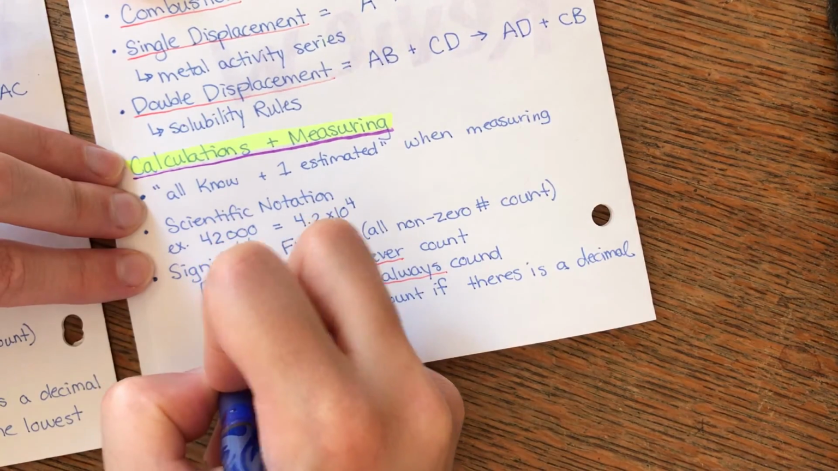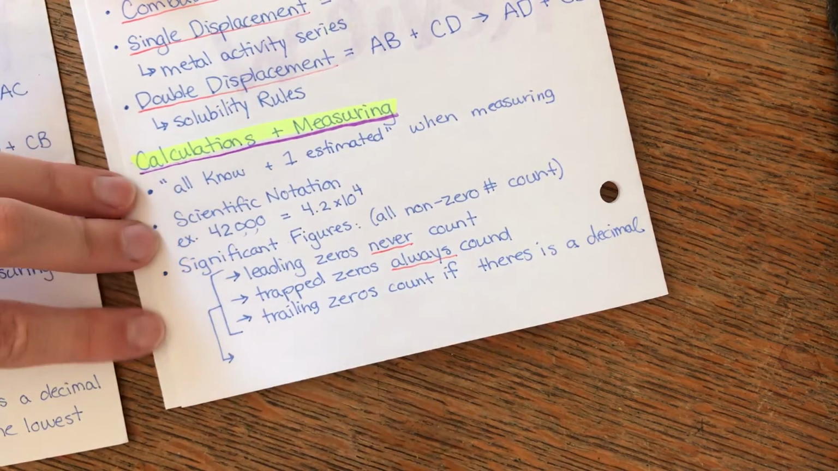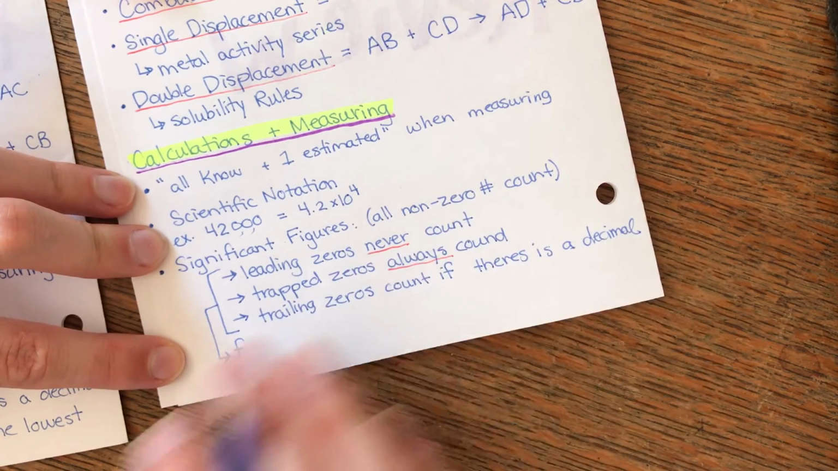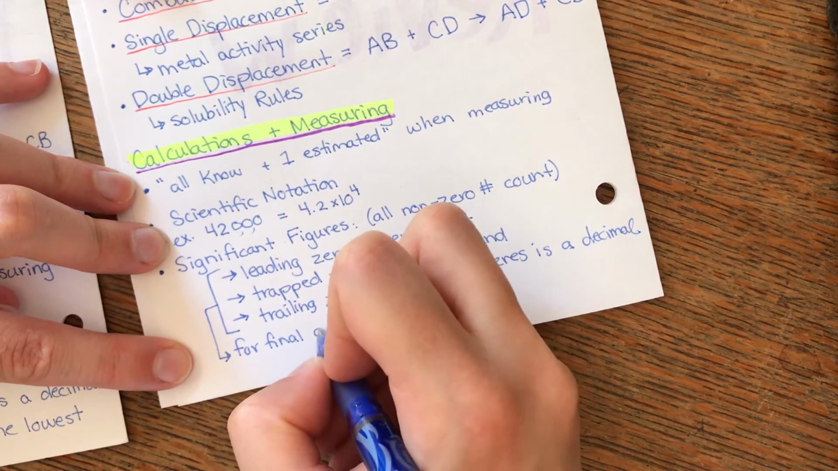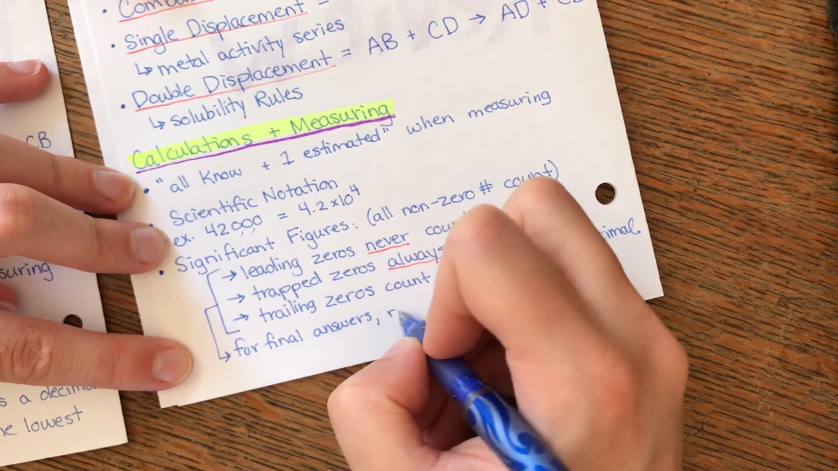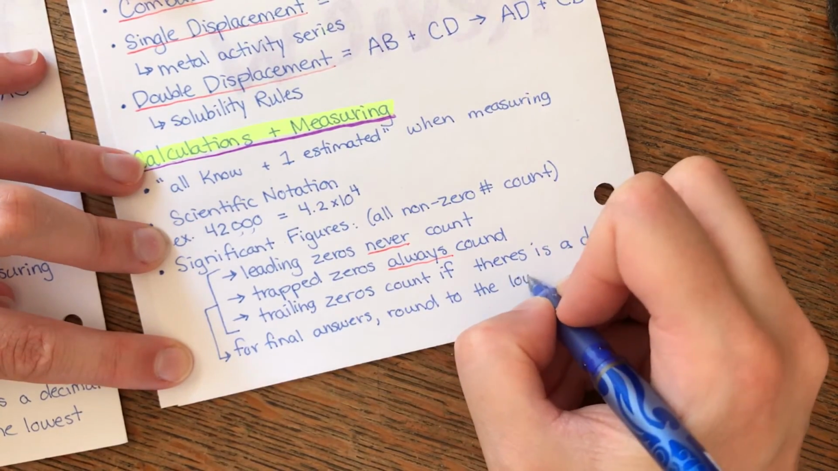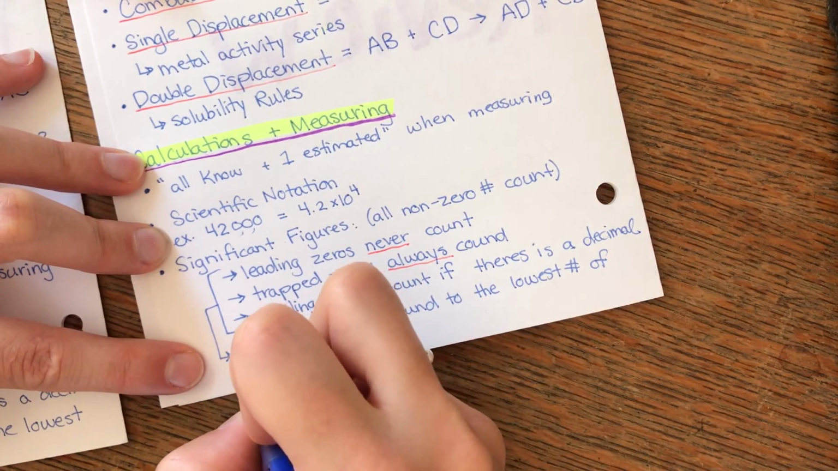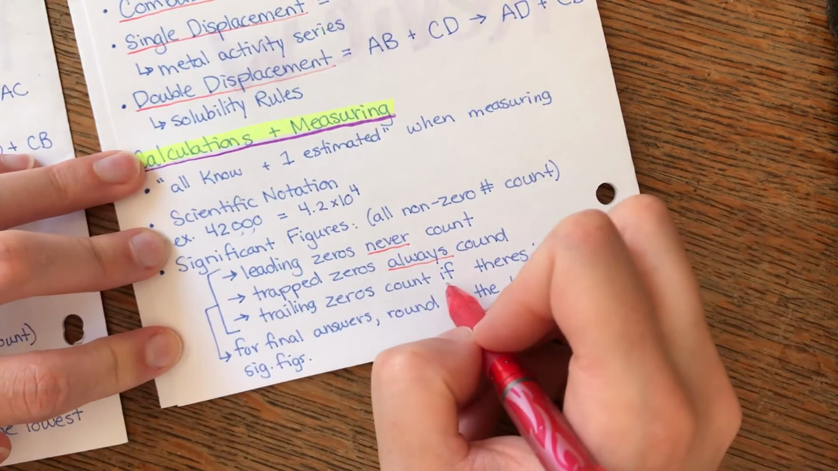And so when we use these rules, it helps us figure out how many significant figures we get in our answers. So for final answers, don't round or count sig figs until you get to the very end of a question. Then for your final answer, you want to round to the lowest number of significant figures. Going to underline that.